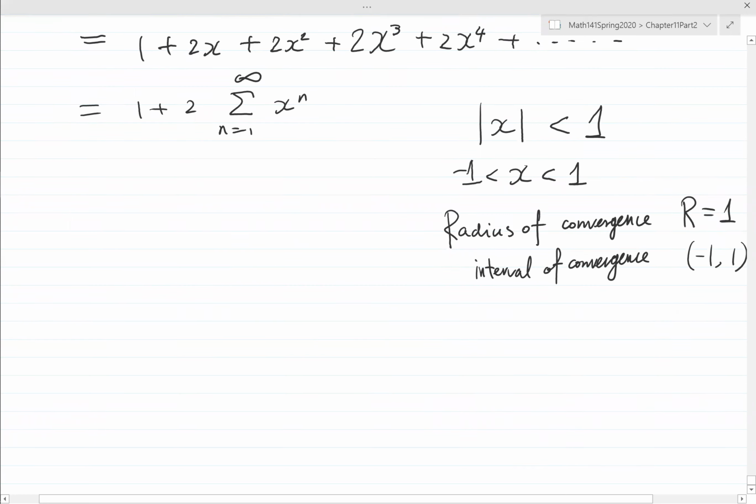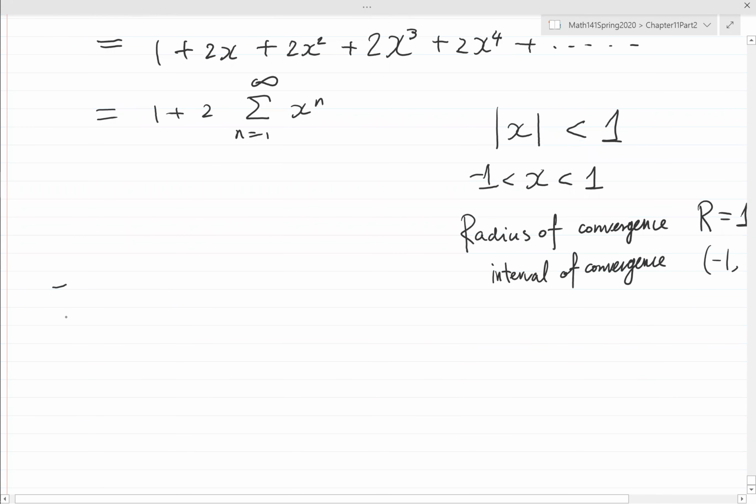Example. ln(5 minus x). Find the power series representation of this function.